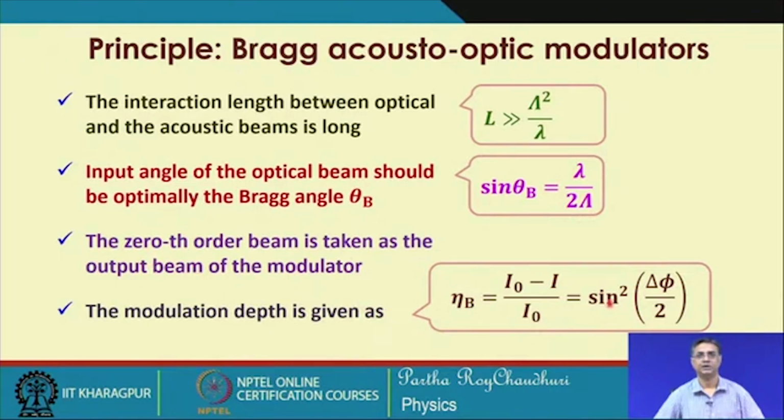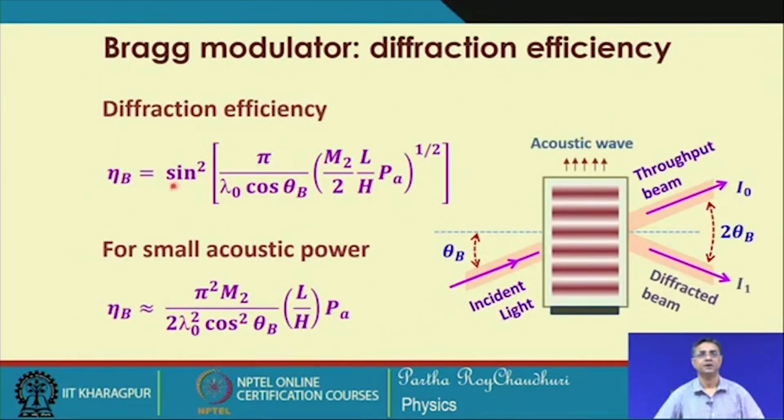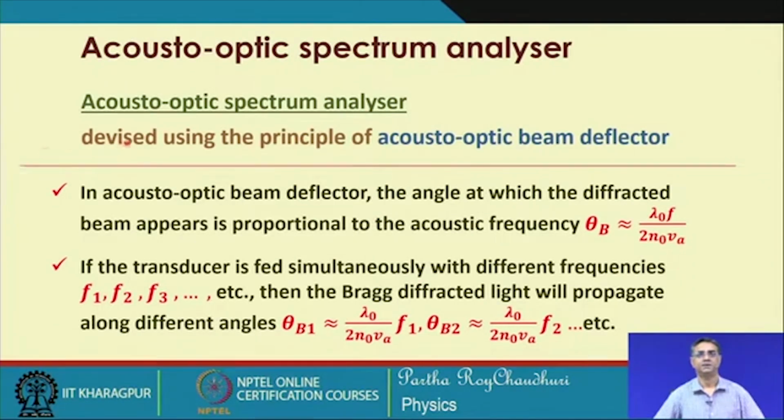Here also the 0th order diffracted beam will be taken as the modulator output, and the modulation depth is given by this. Diffraction efficiency, this we have seen, and for small acoustic power, this is directly proportional to the acoustic power. It is also proportional to the width of the acoustic beam and the height of the acoustic beam. So, now we look at a spectrum analyzer which is devised using the principle of the acousto-optic beam deflector.